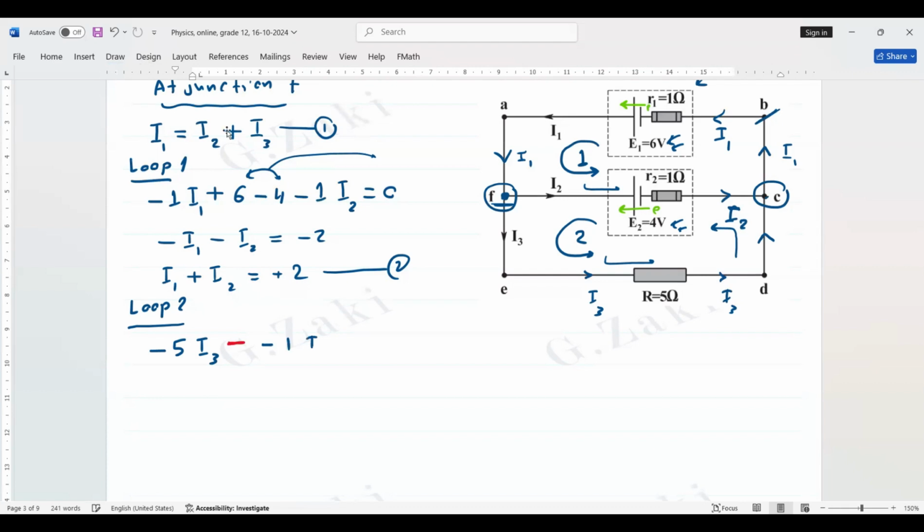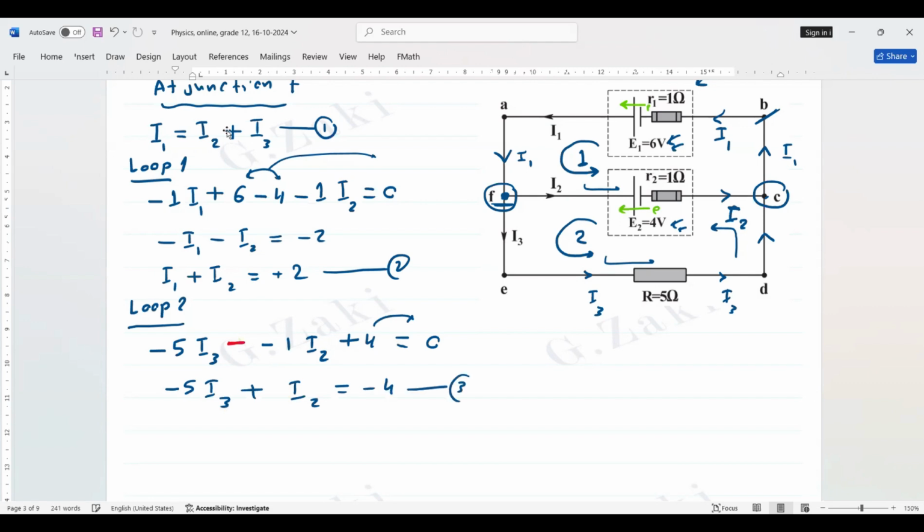Why did I put two negatives? Because the current direction is opposite to the loop direction. Opposite in physics means minus. Now, EMF is 4. The electron flow is in the same direction as the loop, so it's plus 4. We reach the point F, then the sum equals 0. Now, negative 5 I3, positive I2, move 4 to the other side, so it's negative 4. Let this be equation number 3.